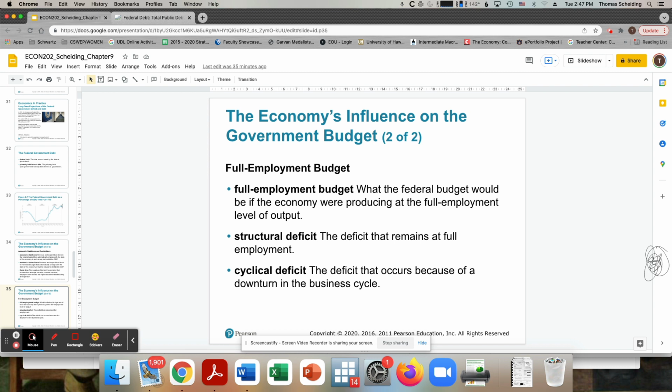Now, something useful for any government to calculate is what's known as the full employment budget. Basically, what would the budget look like if the economy was at its full employment level? The amount of the budget changes as the economy goes through its various cycles. And so we may have a deficit caused only by the cycle of the economy, which is actually not something to be concerned about.